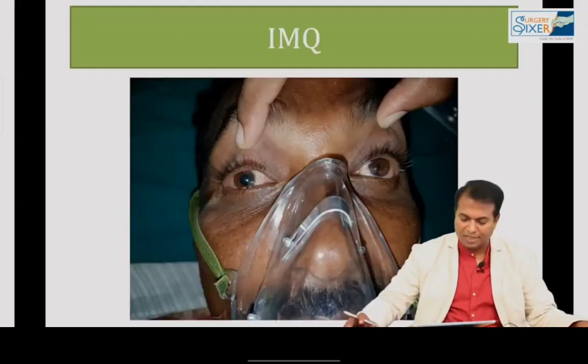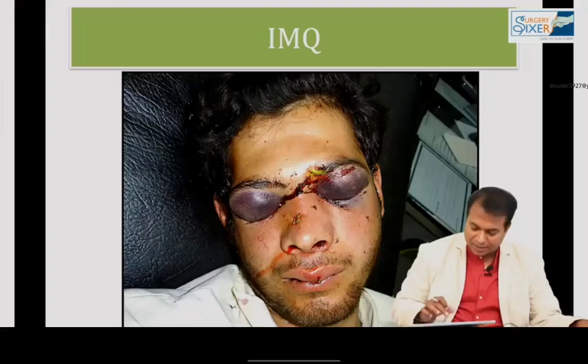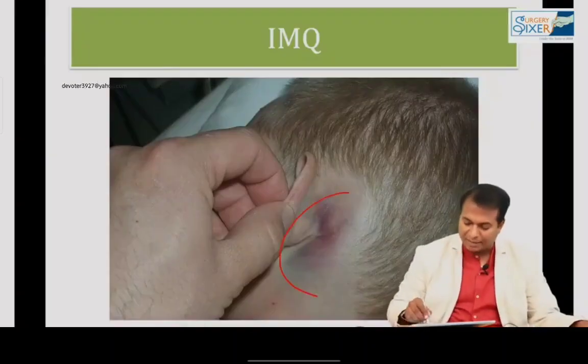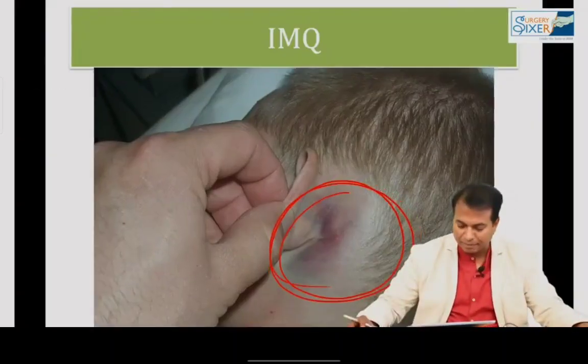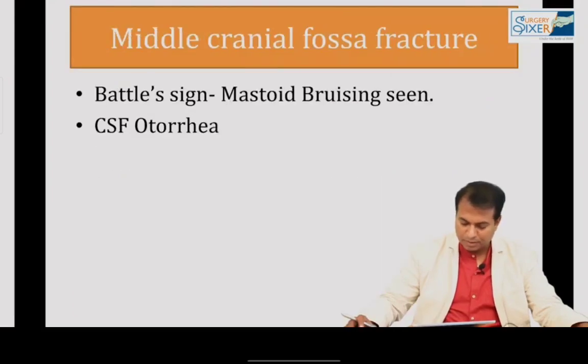This is a picture showing you Hutchinson's pupil. You can see the fixed dilated pupil known as Hutchinson pupil. In this image, you can see the fixed dilated pupil. And this is raccoon eyes or panda eyes. This is Battle sign, bruising behind the ear, known as Battle sign. This is CSF otorrhea. And these are the various points I told you.